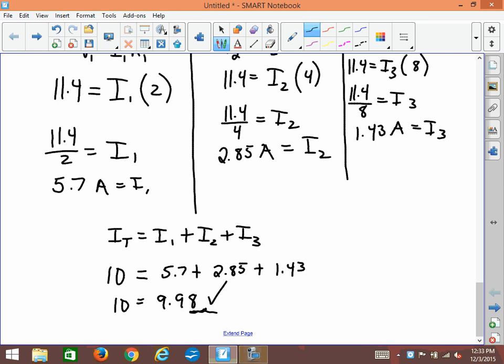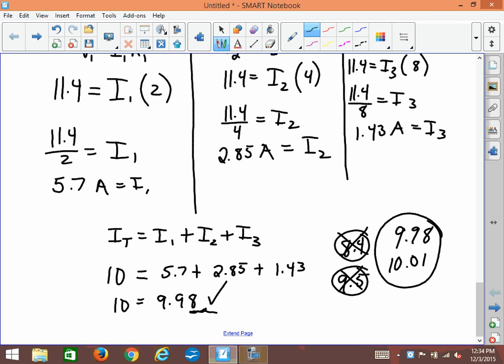If you added that up and you got 8.4, that's not close enough. That would not work. Even if you got 9.5, that's not close enough. You should be able to get either 9.98 or possibly 10.01 or something very close to 10, because of the rounding. And that proves that we've done everything correctly. So that's how we do the parallel circuit.